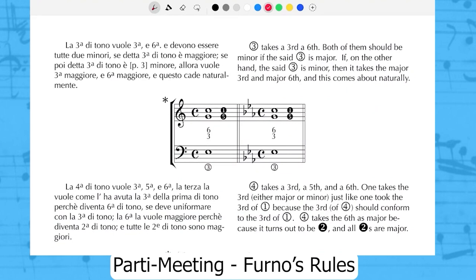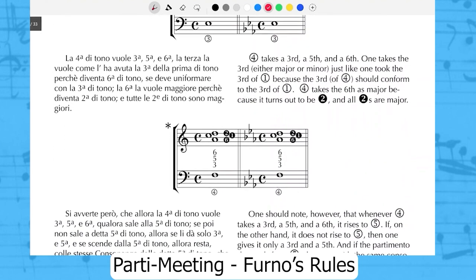Right. 3 takes a third and a sixth. Both of them should be minor if the said 3 is major. If, on the other hand, the said 3 is minor, then it takes the major third and the major sixth. And this comes about naturally. Exactly, because the inversion of the minor third is the major sixth, and the inversion of the major third is the minor sixth.